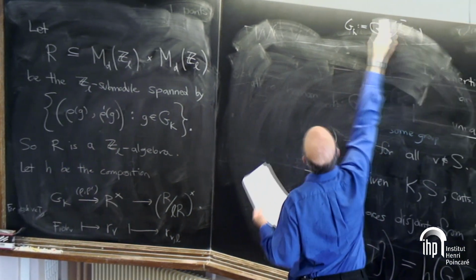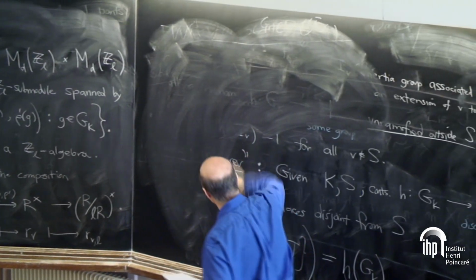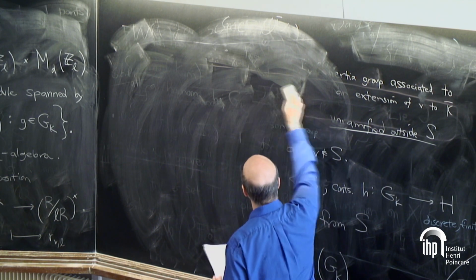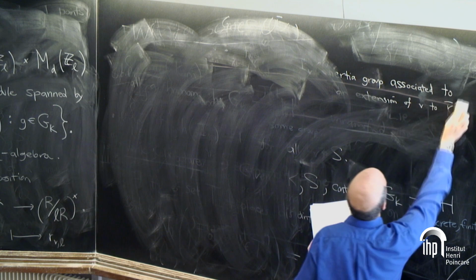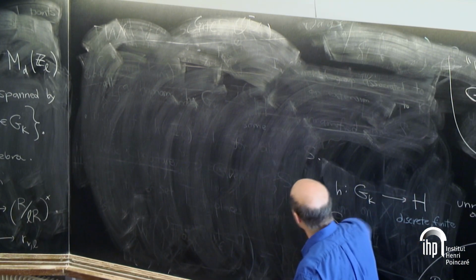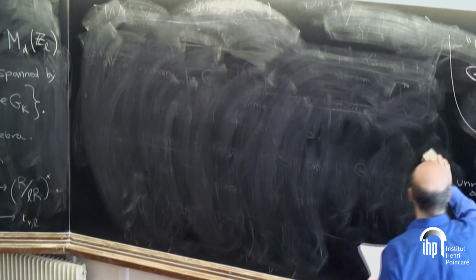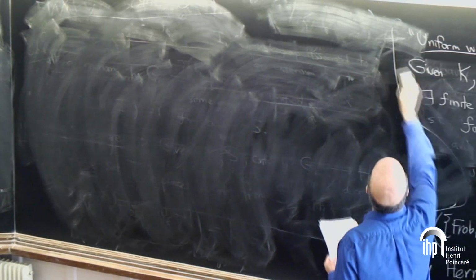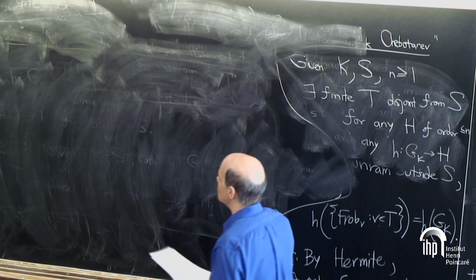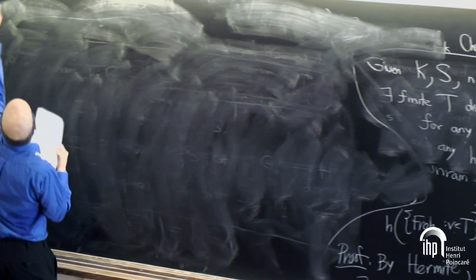And notice that last group, R mod LR, is a finite group because R is a finite rank Z_L module. So R mod LR is going to be a finite dimensional F_L vector space. OK, so I want to make a bunch of claims.